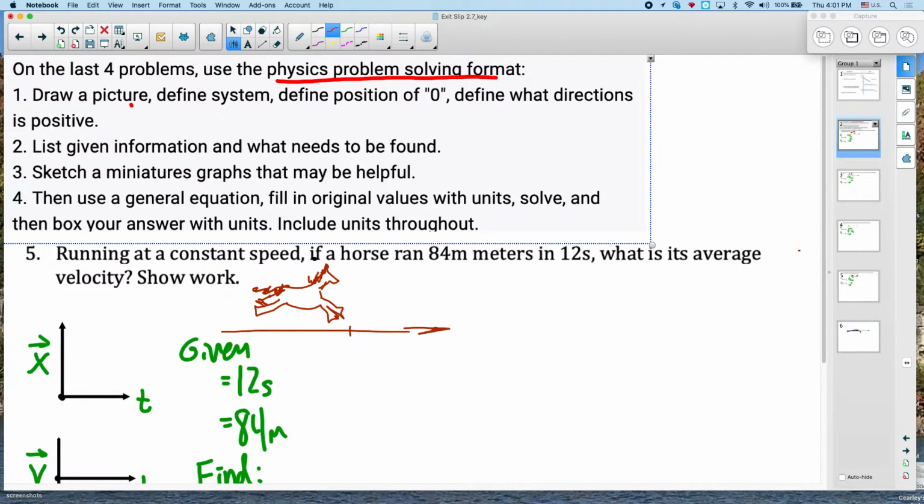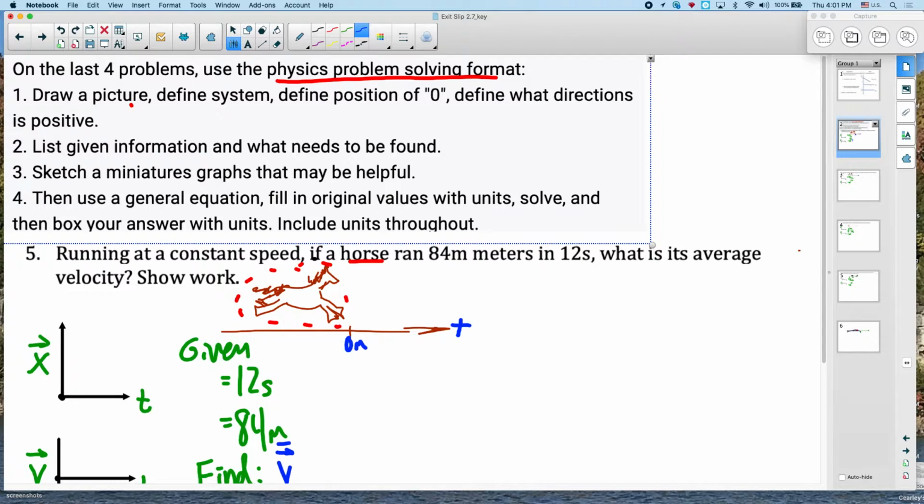So for this one, we've got a horse running at a constant speed. If a horse ran 84 meters in 12 seconds, what's the average velocity? So we need to define our system as the horse. We want to label the starting position as 0 meters. Let's say to the right is positive. And we want to find out what the average velocity is for this problem.